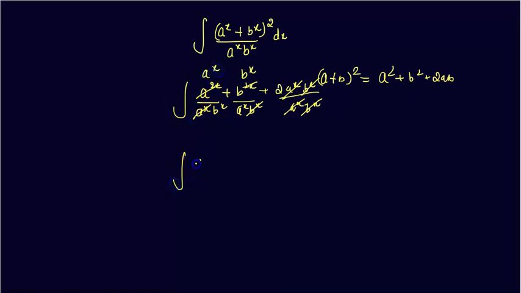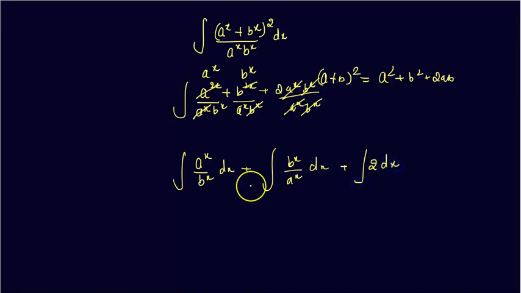So you will get the integration of a^x over b^x dx. Next, the integration that you will get is b^x upon a^x dx, plus the last integration, that is 2 dx.